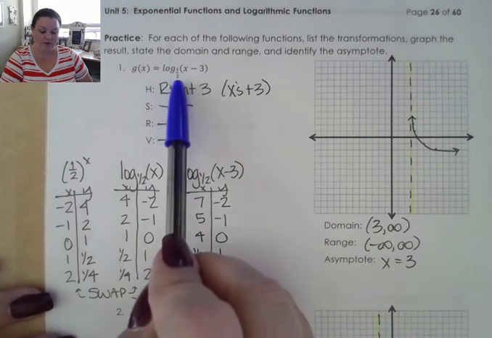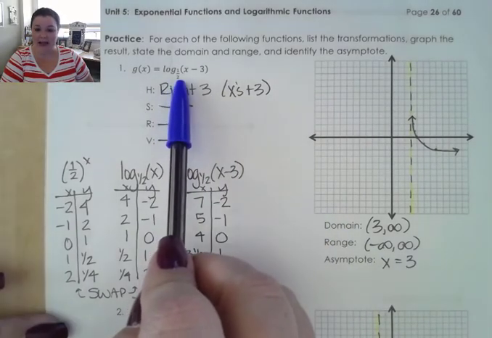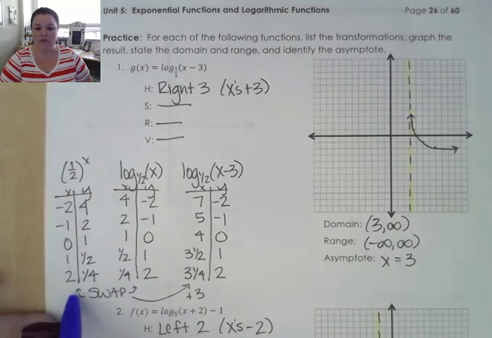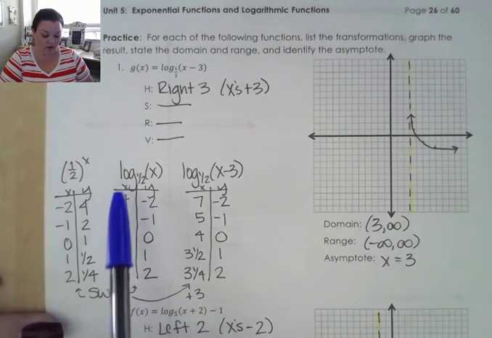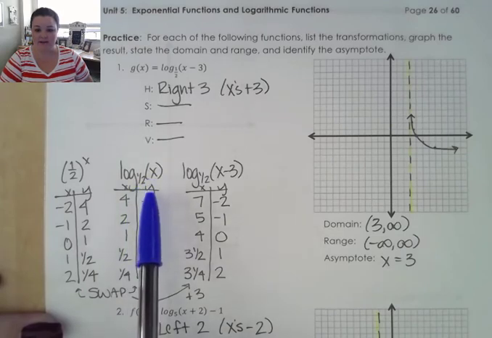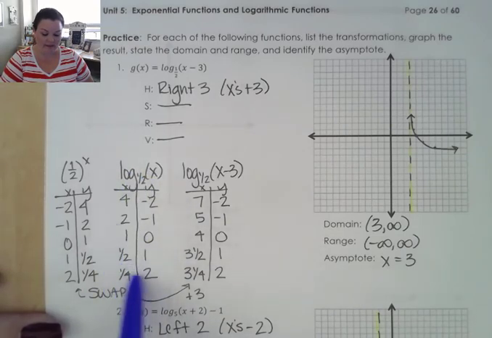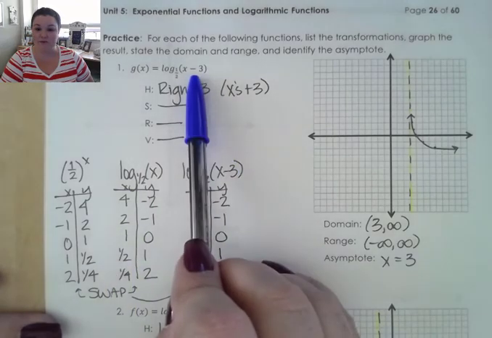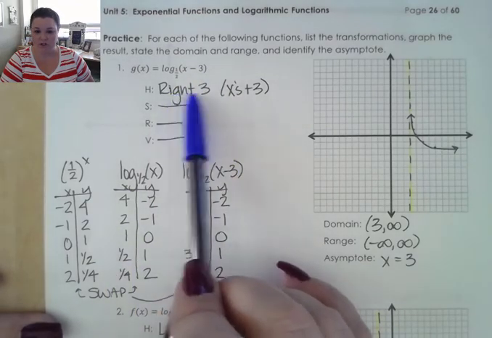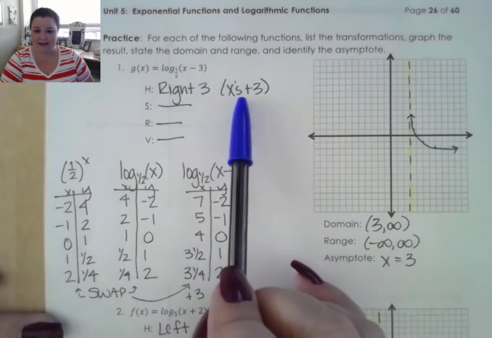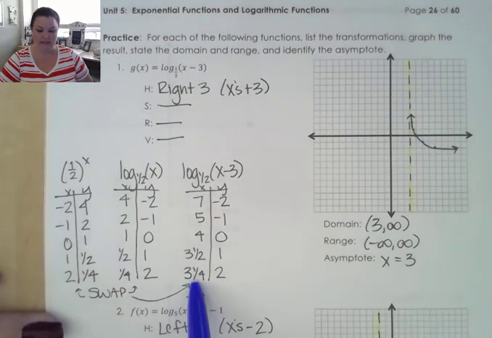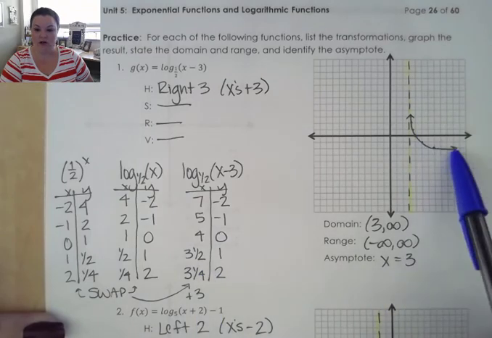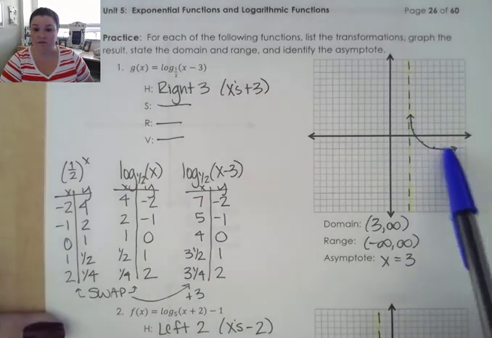On the first one, you can see that your exponential base is 1/2. So you're going to start with 1/2 to the x power and make your table. Swap it to get log base 1/2 of x. And now you have your log parent table. The only transformation that we have on this problem is the -3 inside, which tells us we're going to shift it to the right. So we're going to add 3 to our x's going to this next table. And then when we graph our points, we should get a log that's been shifted right 3.